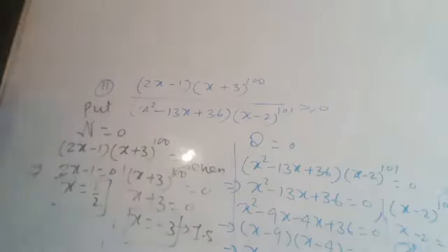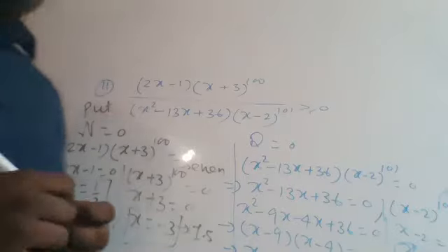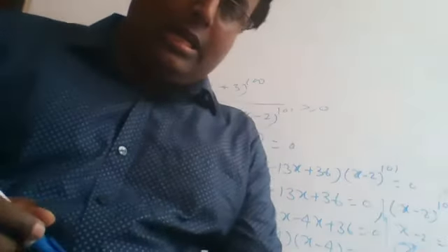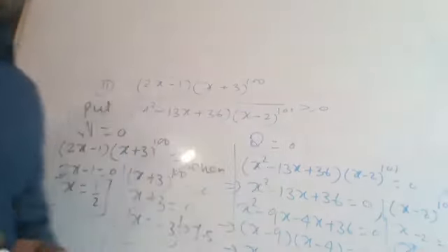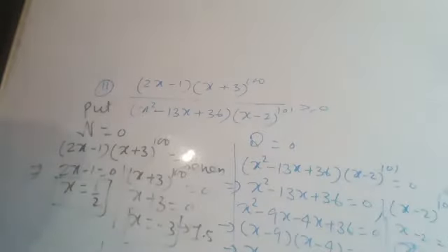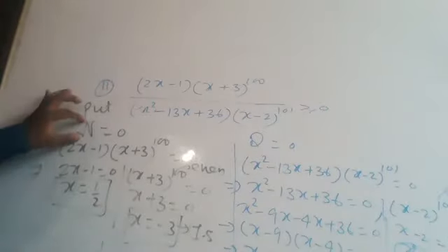So just write down on your copy, everyone. This one question is also important, and I think you can easily understand how it is solved. Okay. Just write down onto your copy, everyone. First of all, we have to put the numerator equals to 0.